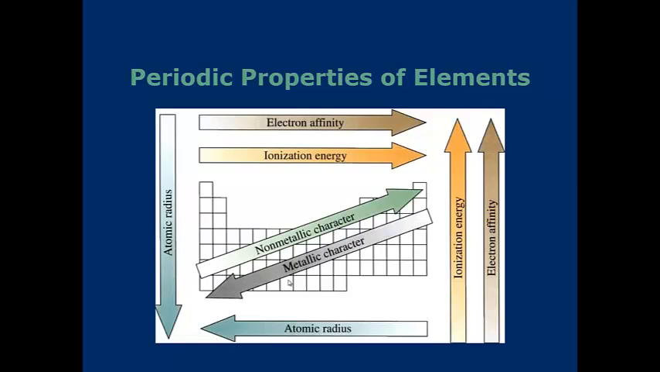There are a couple trends we'll talk about, and the arrows are noting increasing levels. So electron affinity and ionization energy increase from left to right and from bottom up. Atomic radius is the opposite, and as we go up towards the upper right, the characteristic of nonmetallics goes up, and bottom left increases the metallic character. These are some trends that you should be aware of for test day.